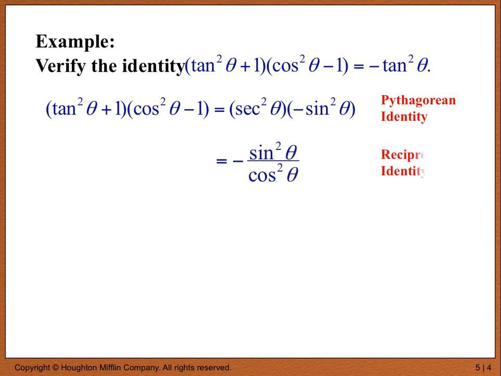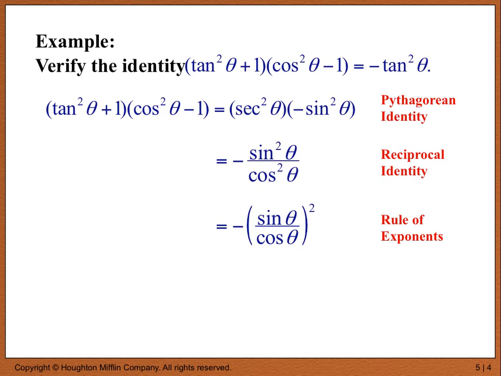And now we can set this equal to negative sine squared theta over cosine squared theta, because similar to the way we did in the last example, secant squared theta is the same as 1 over cosine squared theta. And so we have rewritten it, and we have negative sine squared theta over cosine squared theta. And that, of course, is the same as negative sine theta over cosine theta, squared.